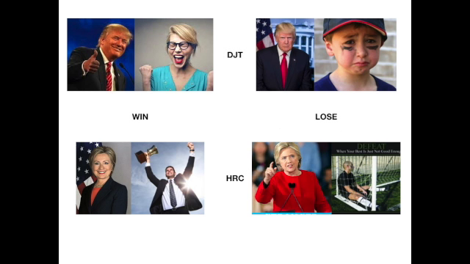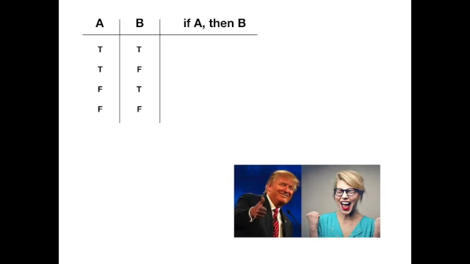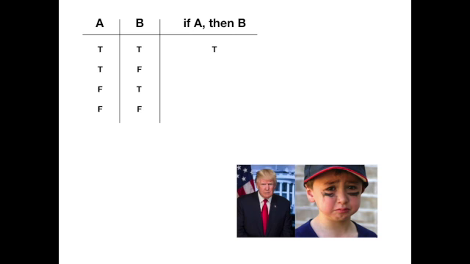So let's consider the 4 cases that could determine the truth value of the statement. Either he is elected or he is not. Either there is so much winning or there is not. In the first case, Donald J. Trump wins the election and there is so much winning. In that case, he did not lie. He told the truth.